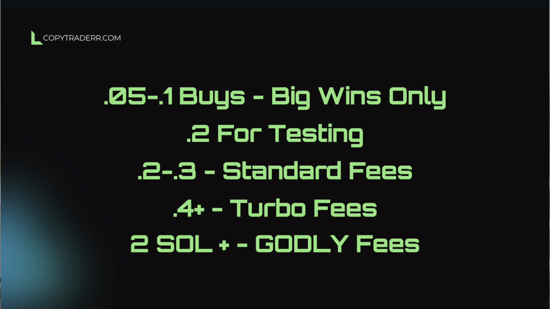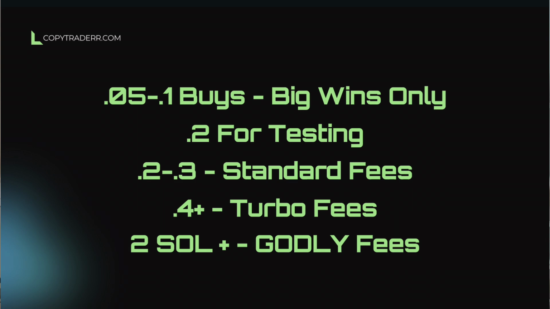Avoid the scalpers. If you're going to try for scalpers or more moderate ROI traders, then I would use 0.2 for testing purposes only. I would use 0.2 to 0.3 with standard fees only, or else it may eat away into your profits too much. 0.4 or more, I think you can get away with turbo fees, definitely above 0.5. And as soon as you go above 2 Solana per buy, you can experiment with using godly fees. Even though I don't think it's necessary, I would just personally use turbo fees plus maybe a Jito tip.